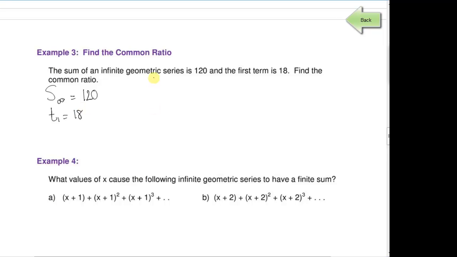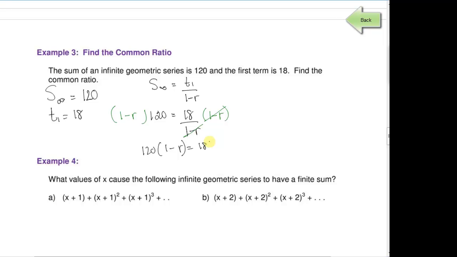So your formula for an infinite geometric series is S subscript infinity is equal to T1 over 1 minus r. So in place of S subscript infinity, we put 120, in place of T1, 18, and that's over 1 minus r. Okay, so notice that your 1 minus r is in the denominator, so we are going to multiply both sides by 1 minus r, so we can reduce it on the right. And that leaves us with 120 times 1 minus r equals 18.